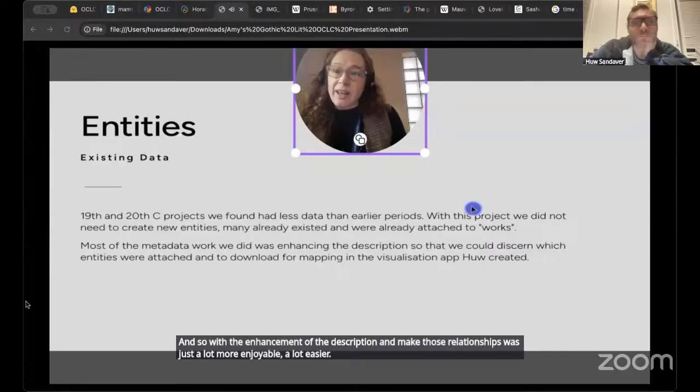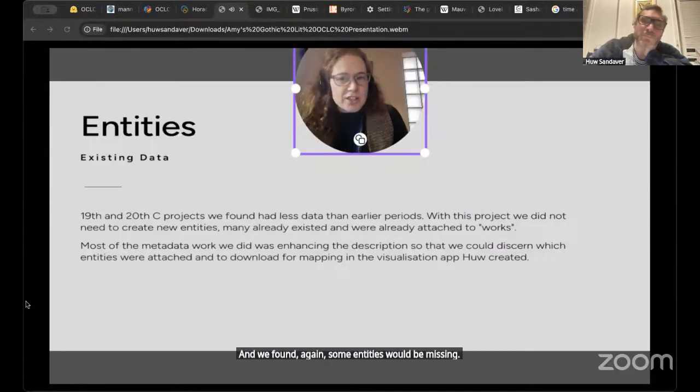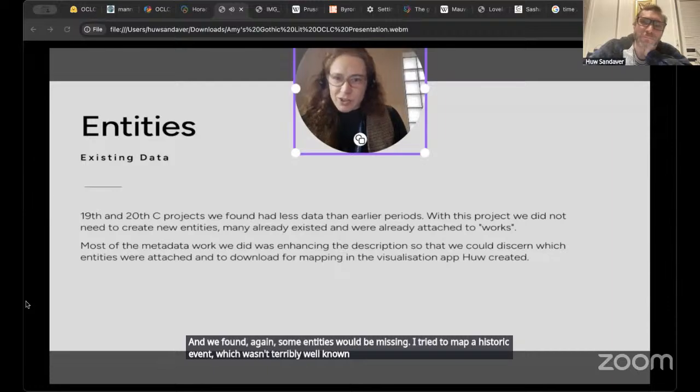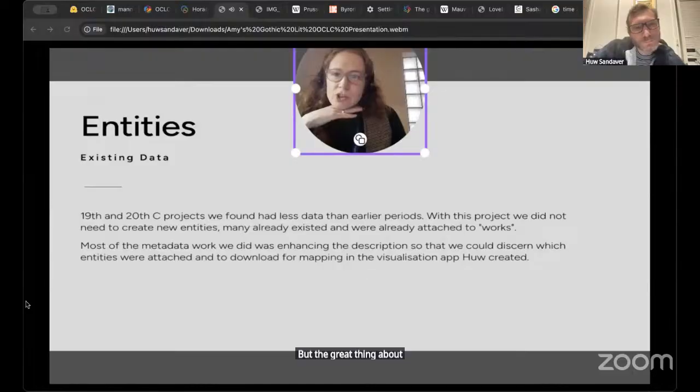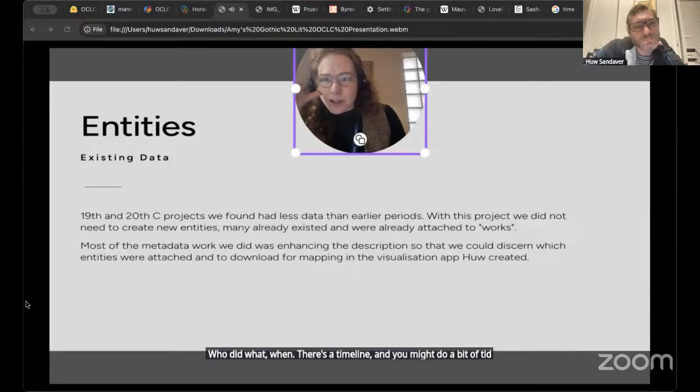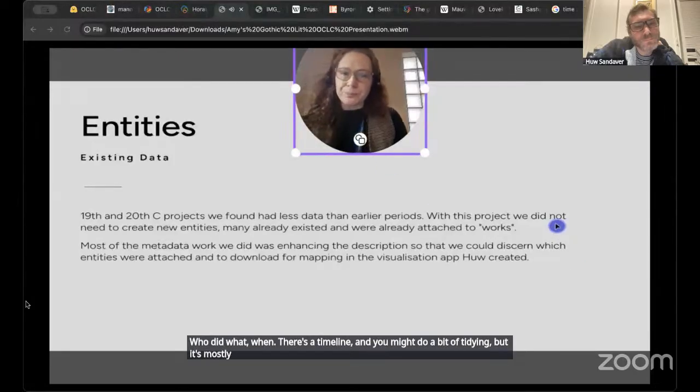And we found, again, some entities would be missing. I tried to map a historic event which wasn't terribly well known, and I should have thought that it's not going to be there. But the great thing about the Gothic literature is you can see who did what, when. There's a timeline, and you might do a bit of tidying, but it's mostly already there.